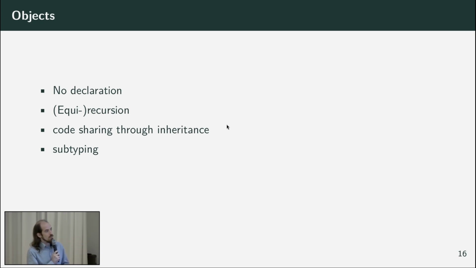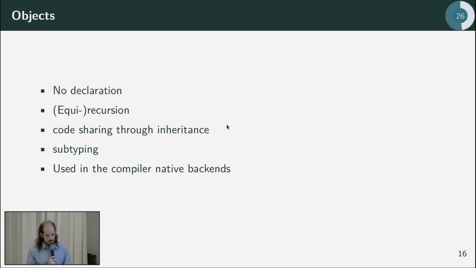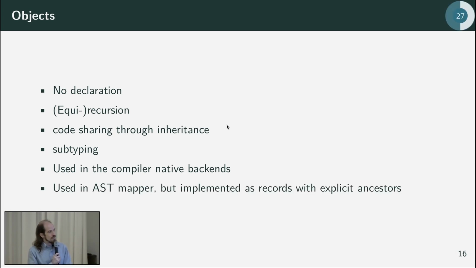If you look at the properties, well, you can define your object types with a definition. You only need a class definition when you want to share code through inheritance. Objects also give you subtyping. And objects are used in the OCaml compiler only in the native backend, because the implementation of objects is quite complicated, and we want to be certain that we still have at least the bytecode compiler if something goes wrong in the object implementation.